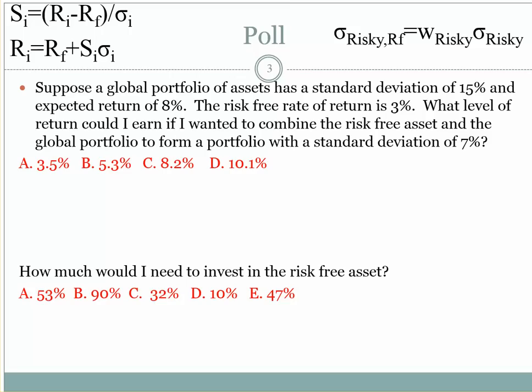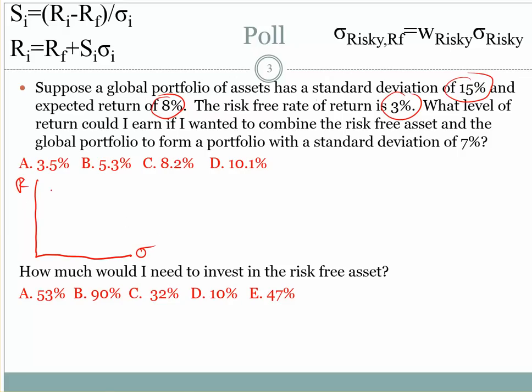This first problem is a review from last time. It says you have a global portfolio with a standard deviation of 15% and a return of 8%, and the risk-free rate is 3. What level of return could I earn if I combine the risk-free asset and the global portfolio? So in this case, we have return, standard deviation.